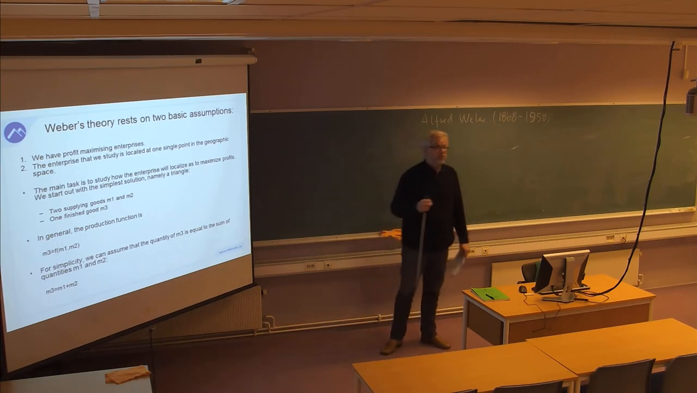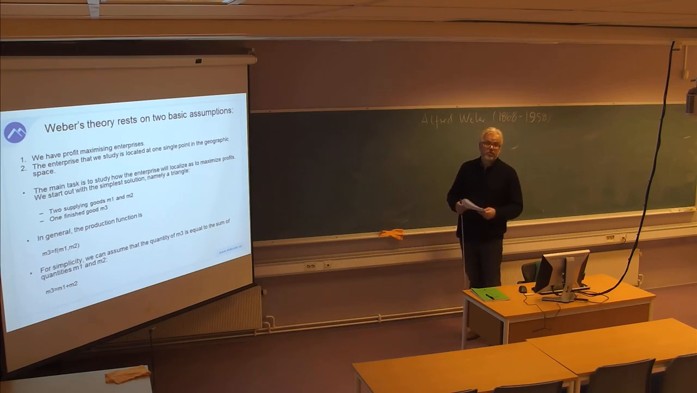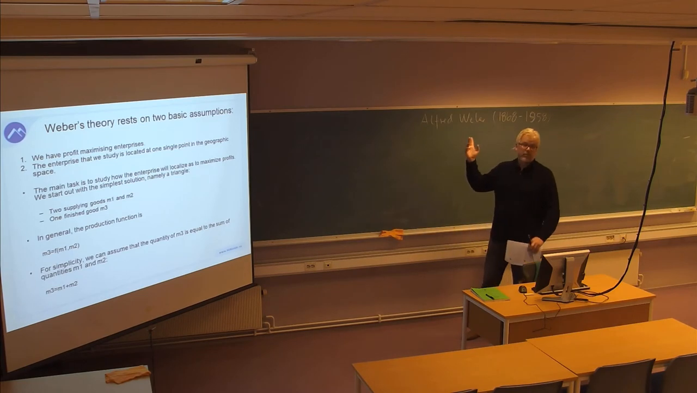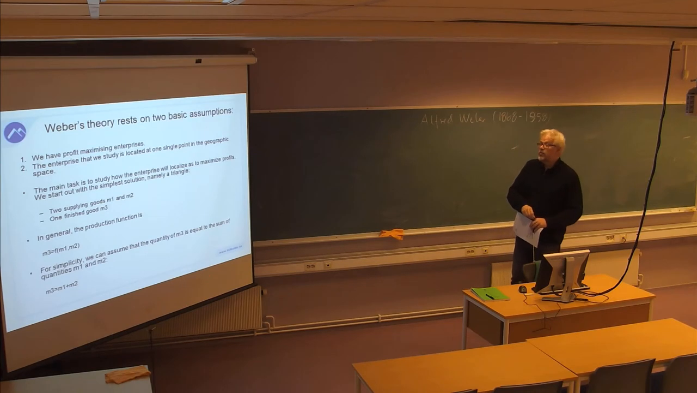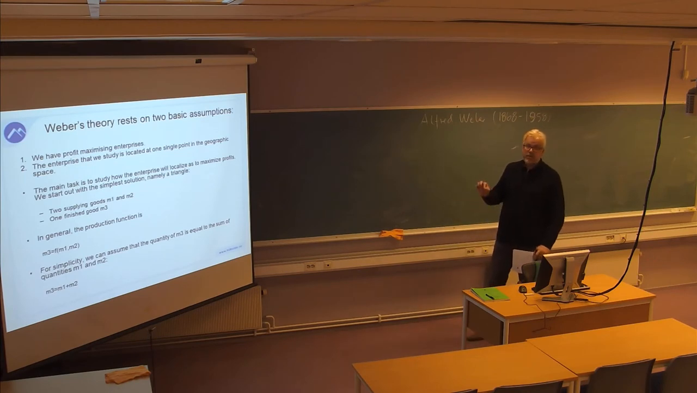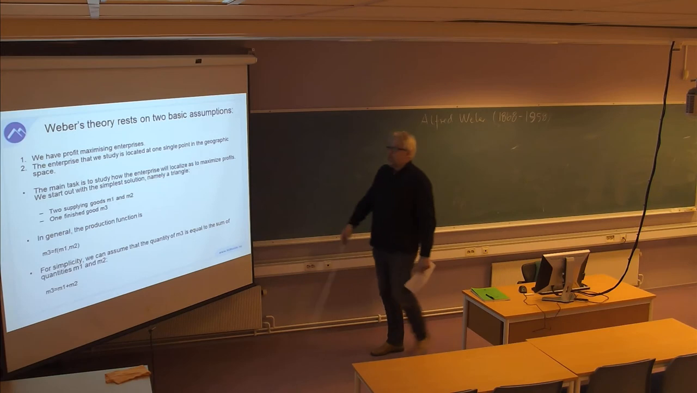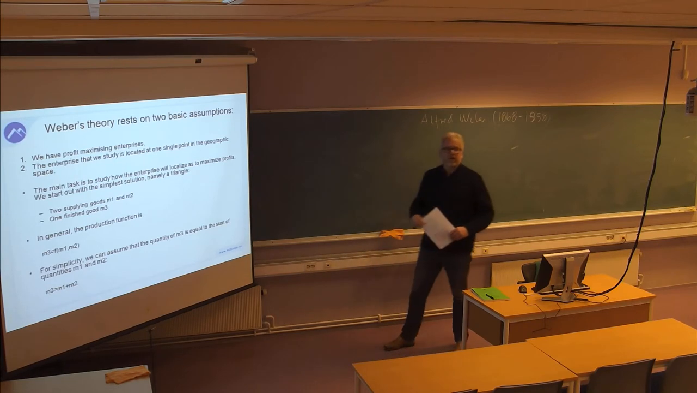So we observe that production of commodities demands a certain amount of physical supplies. This was before the information and communication technology came around, of course, in 1909. When we talk about commodities where the production is the movement of information flows, then you have a slightly different story, which I will also comment briefly upon. But you have two supplying goods and one finished good. We often call this a Weberian triangle.